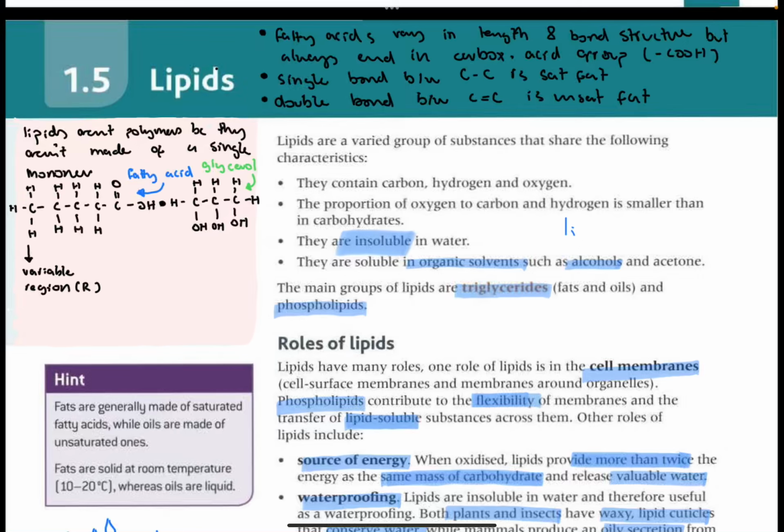Today we're going to be doing Lipids, AQA, AS level / A level, and this is the ultimate guide. We're going to be finishing it in one lesson, and this is part of biological molecules.